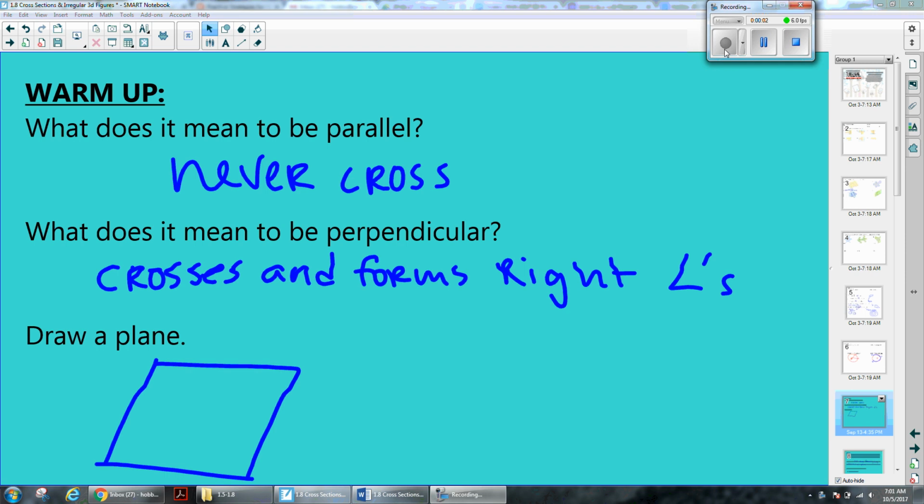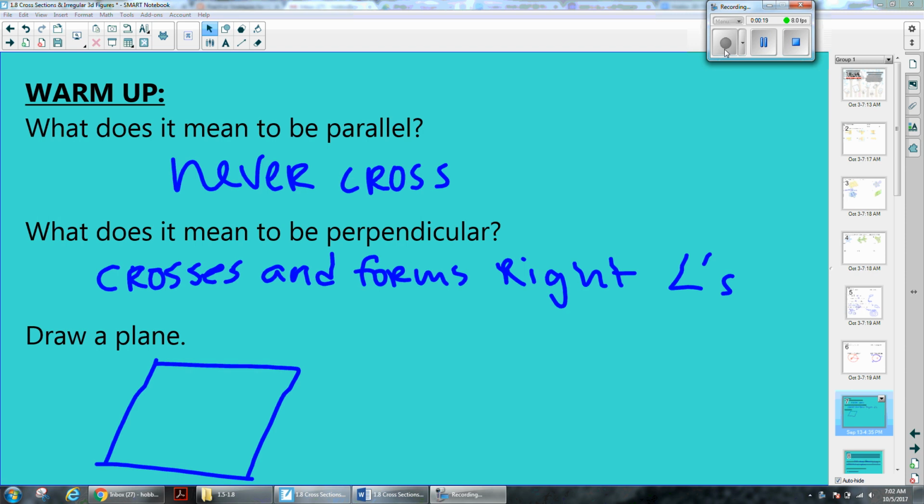Okay, so for the warm-up, we've heard these words before. If something's parallel, those things never cross. Think about parallel lines, they would never intersect. What does it mean to be perpendicular? Well, those things do intersect. Those lines intersect and cross, and they form right angles.